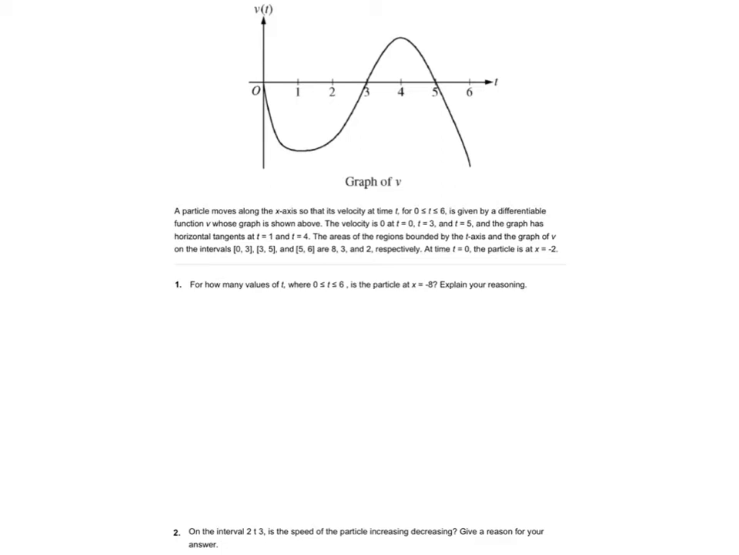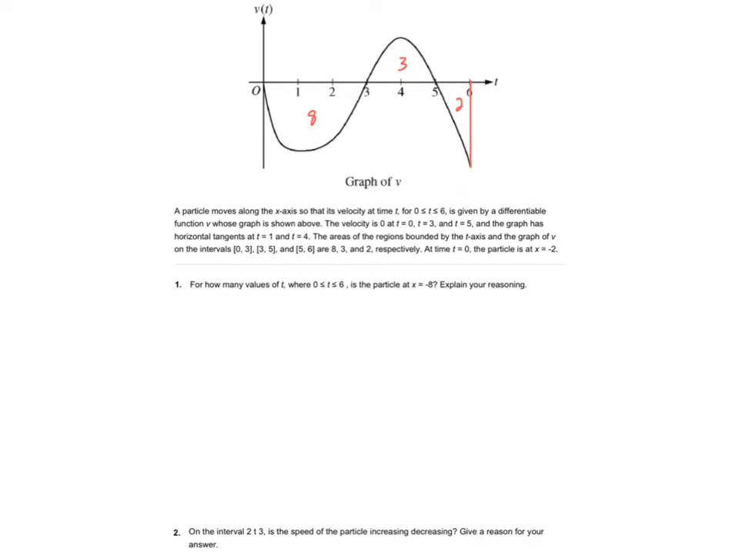And then the graph has horizontal tangents at t equals 1 and t equals 4. The areas of the regions bounded by the t-axis and the graph on those intervals are 8, 3, and 2, respectively. All right, let's fill that in. This is 8, 3, and then this will be 2. Just keep in mind, the area of this is 8, but if we took the integral from 0 to 3, this would be negative 8, since it's below, just like this would be negative 2.